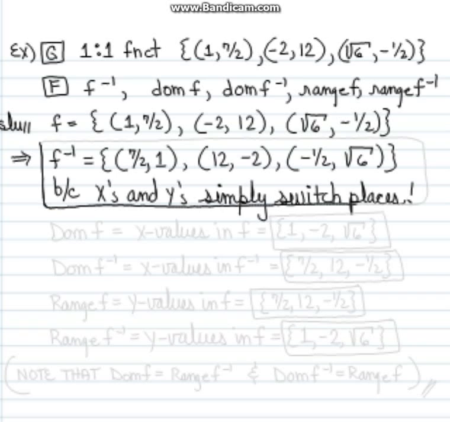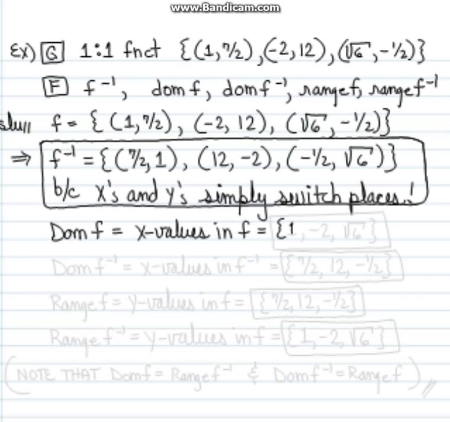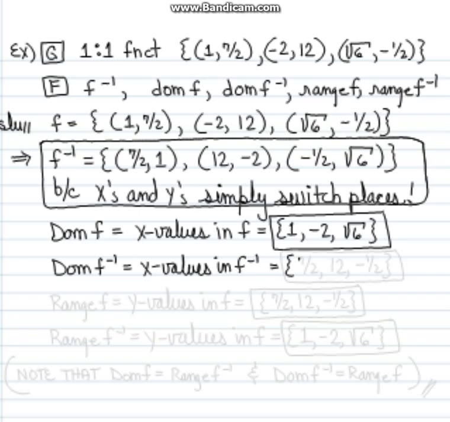Next, we find the domain. The domain of the original function f is a list of individual numbers. It's not a list of ordered pairs. It's the x values in the original f function. So put your curly set brackets and just list numbers for the x values: 1, -2, and the square root of 6. The domain of the inverse is all the x values in the inverse function. But you know what? That's the same as the y values in the original f function. It is a set of numbers, 7/2, 12, and -1/2. So they represent the x values in the inverse function.